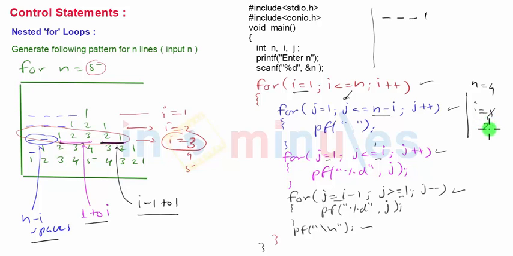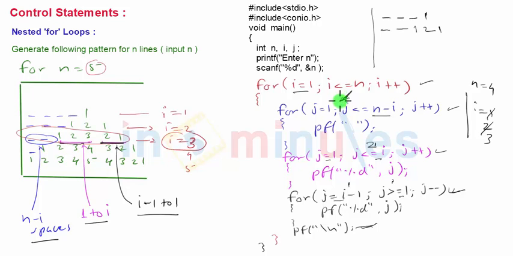I plus plus occurs, I becomes 2. Again the red loop continues with I equal to 2. The blue loop starts with j equal to 1, and goes for n minus I, that is 2. So it prints 2 spaces. Then the pink loop starts with j equal to 1 and goes for twice. It prints 1 and 2. Then the black loop starts, goes from 1 to 1, so the output will be only 1. Then a new line occurs, the program goes up, I becomes 3.